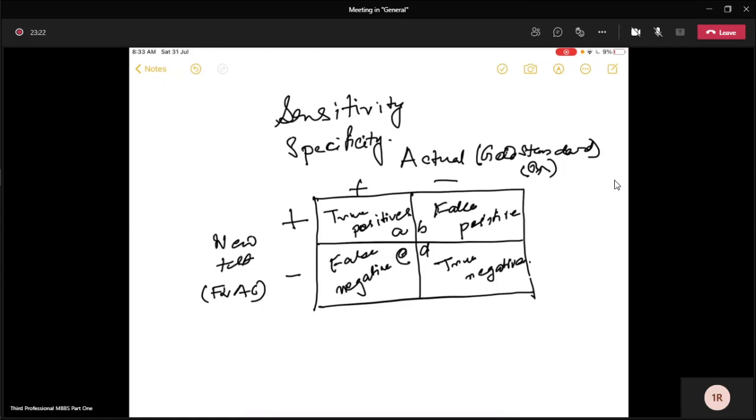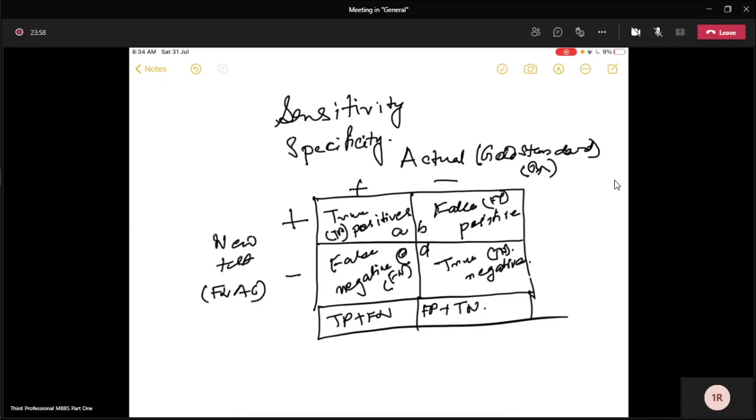So I am naming them as TP, FP, FN, TN. Okay. So this is, if you do a total, this is TP plus FN. This is FP plus TN.